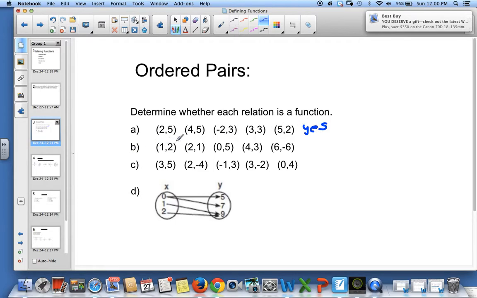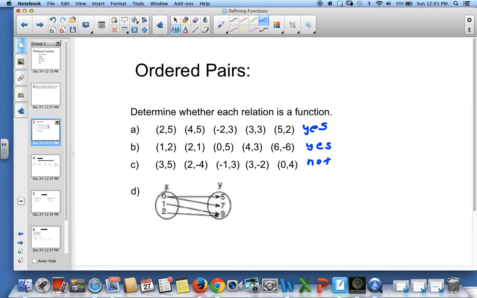Next one, the x's are 1, 2, 0, 4, and 6. That would be considered a function as well, because all the x's are different, which means there are no x's repeated to give different y's, such as in this one, where I see 3 and 3. The x's are 3, 2, -1, 3. I'm repeating my 3. So when x is 3, I have two different values in this entire relation. So if x's are repeated, it's not going to be a function.